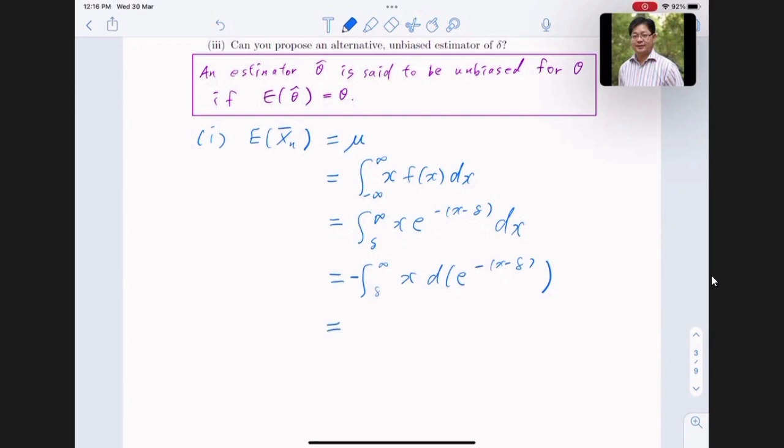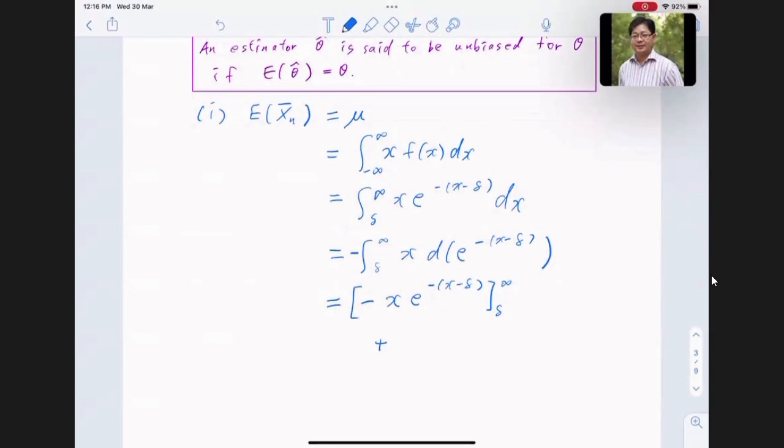According to the integration by parts formula, we can separate it into two terms. x multiplied by this quantity within the differential, of course evaluated over this range. And then minus, so that will become a plus because we have the negative sign, the expression within the differential multiplied by dx, integrating over delta to infinity. So this is the integration by parts technique.